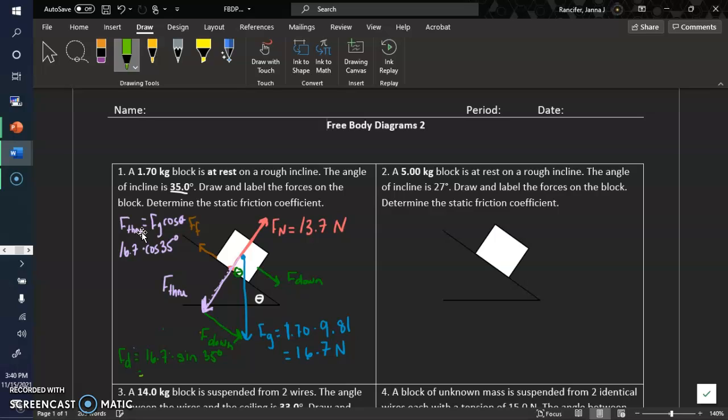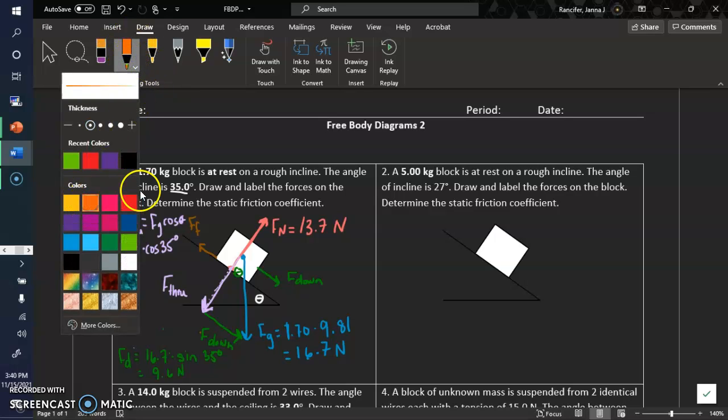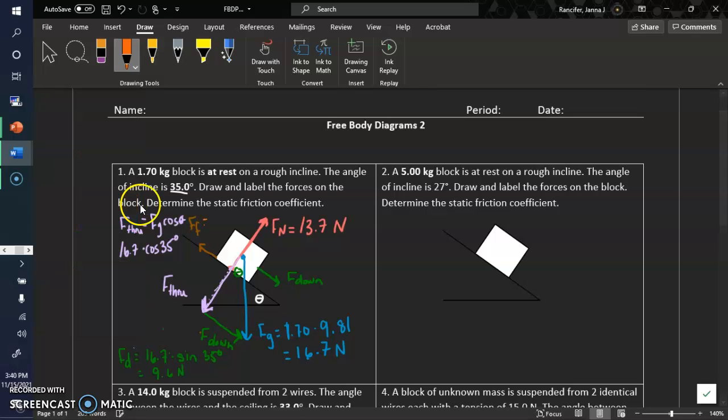Force down will be equal to 16.7 times sine of 35. This is around 9.6 newtons, which means that the force of friction is also 9.6 newtons. The object is in equilibrium, it's at rest. So the force of friction matches the force down the ramp. Equal in magnitude, opposite in direction.